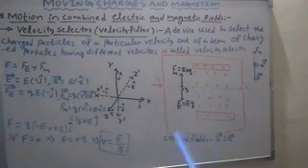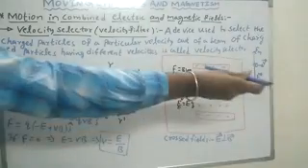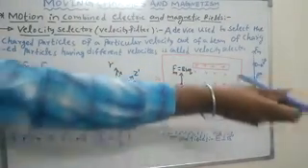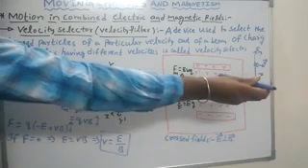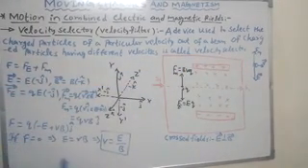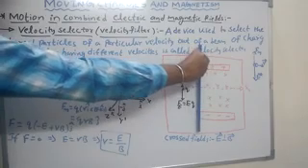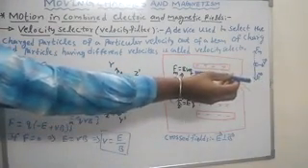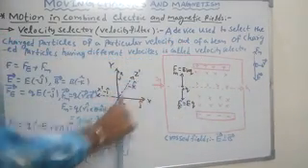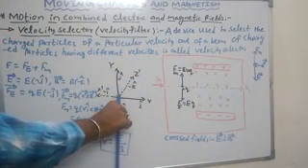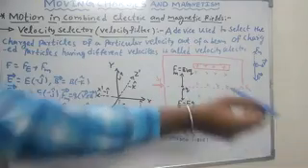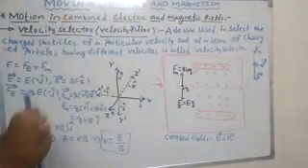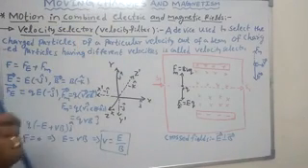The magnetic field here is perpendicular, into the board. This cross indicates the magnetic field perpendicular and into the board. The electric field is along the negative y-axis. The magnetic field is along the negative z-axis. Electric field is along which axis? Negative y-axis. Magnetic field along which axis? Into the board means negative z-axis, and out of the board means positive z-axis. So the magnetic field is along the negative z-axis.